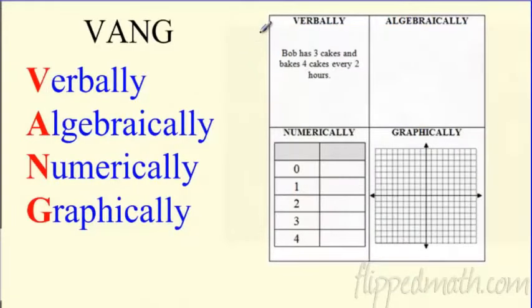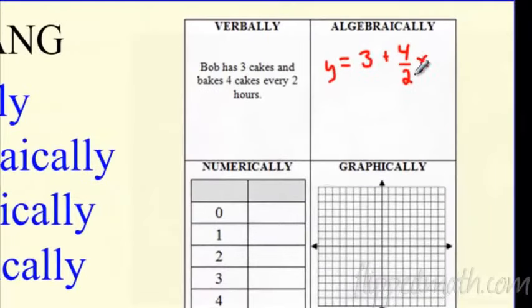So let's take a look at this. If I give you a verbal like this, Bob has three cakes. He bakes four cakes every 2 hours. The algebraic is just the equation. Can you turn that into an equation? Sure, Bob has three cakes. That's your y-intercept. That's your starting point. Plus he bakes four cakes every 2 hours. So I'm just going to use x and y here. If you want to reduce that, this would be 3 plus 2x. So no problem here. The algebraic is the equation. So algebraically is just looking at the equation.